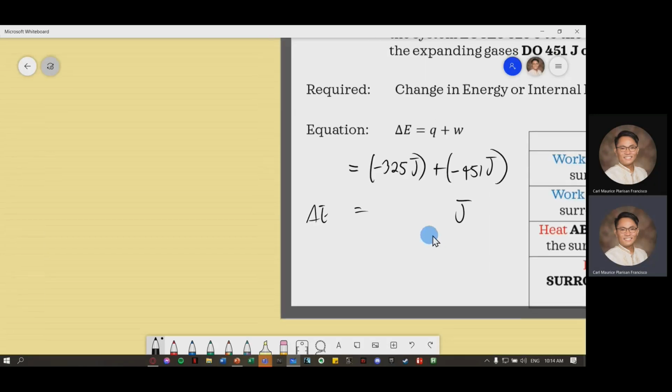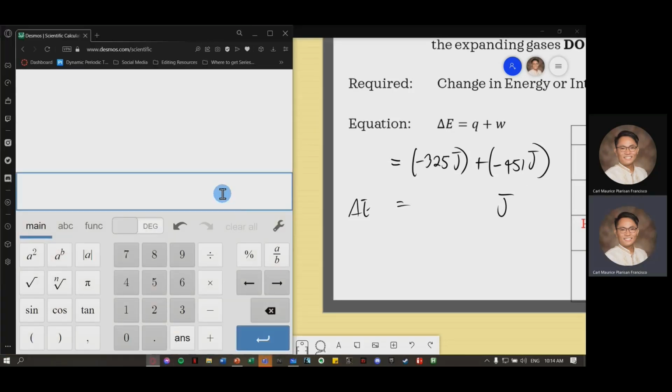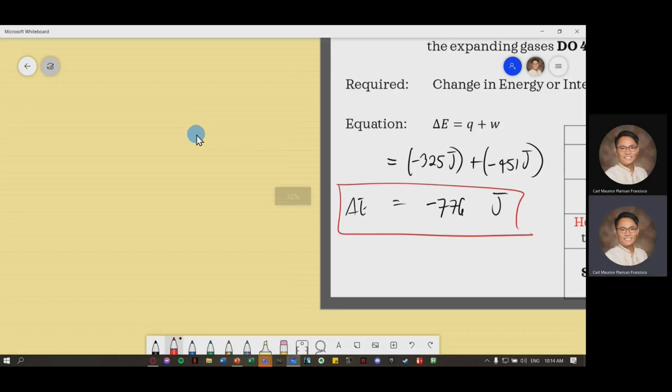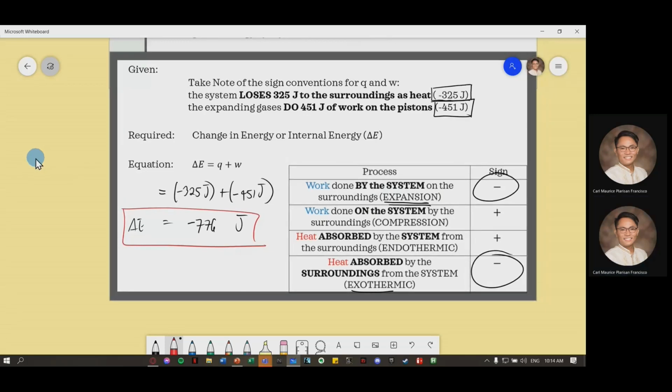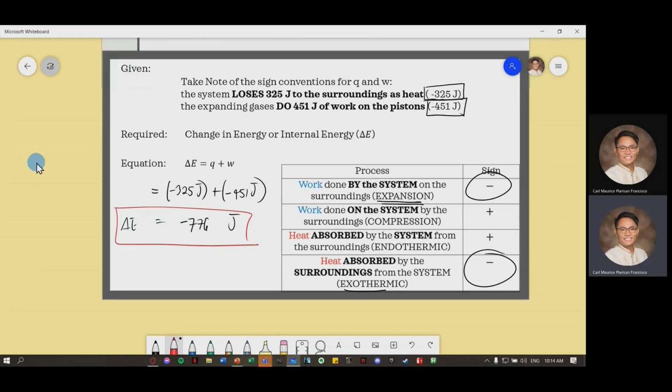Input this on the calculator. Okay, so this will be negative 325 plus negative 451. So our answer would be negative 776 joules. This will be the final answer. That's it, very easy, as long as we follow the sign conventions for heat and work.